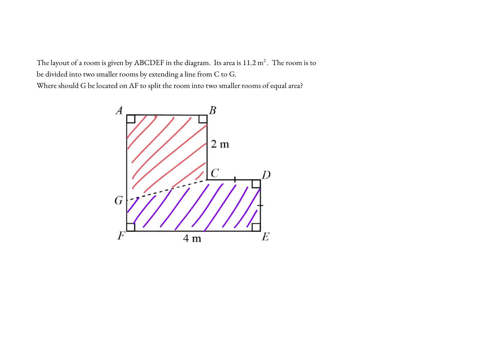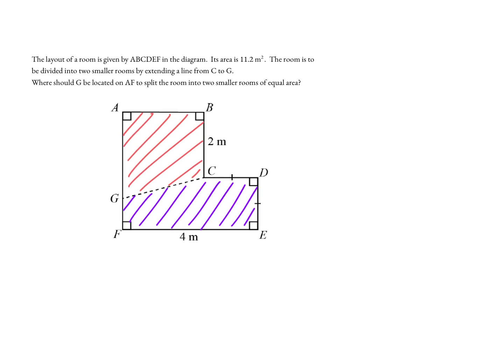So the problem basically says, where does G lie on AF so that those two rooms, and I'll just call them the red room and the purple room, have the same area? So the first thing I notice is I don't really have all the dimensions going around that shape. I do notice that CD is equal to DE, so maybe I just call those x if I wanted to find what all the dimensions of that room were. And so I could first tackle that part.